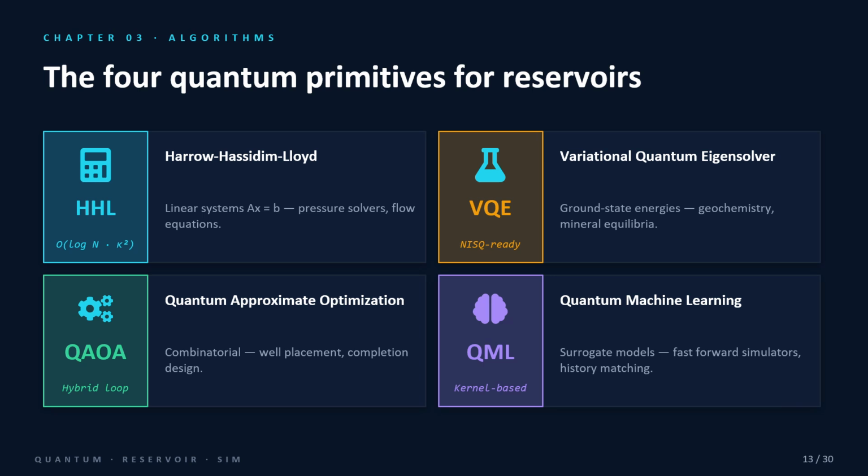The fourth is quantum machine learning, or QML. QML may support surrogate modeling, history matching, uncertainty quantification, and fast-forward prediction. Together, these algorithms suggest a future where quantum computing supports different parts of the reservoir simulation workflow.